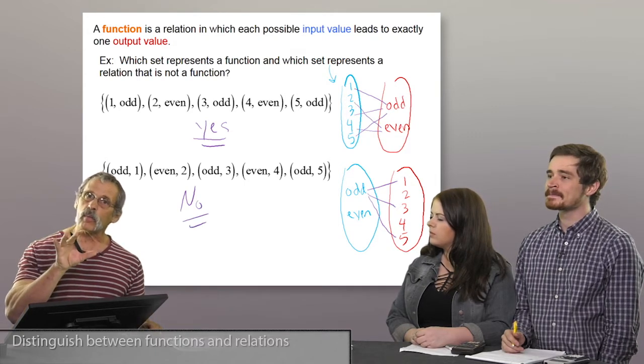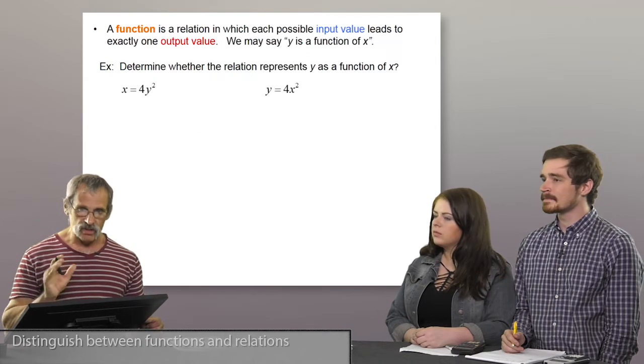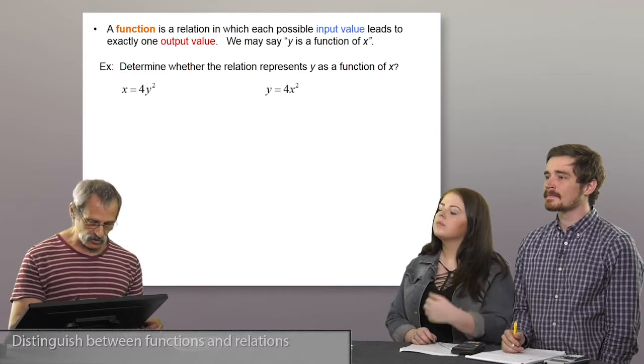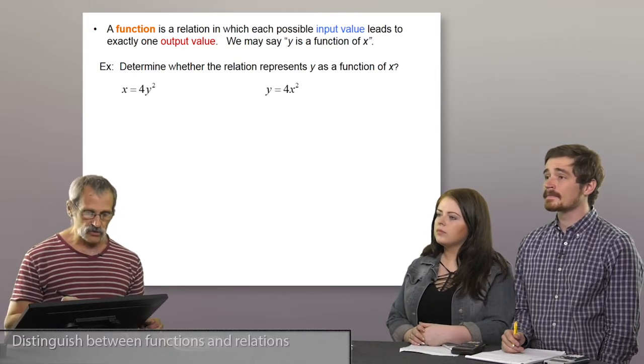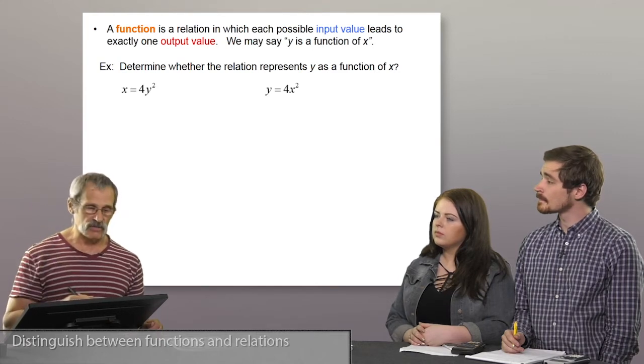Now, this is something that we're checking when we're giving coordinate pairs, right? What happens if we want to check the exact same concept when we're given the formula for a function? We can still answer the same question. So the question still holds. Determine whether the relation represents y as a function of x.